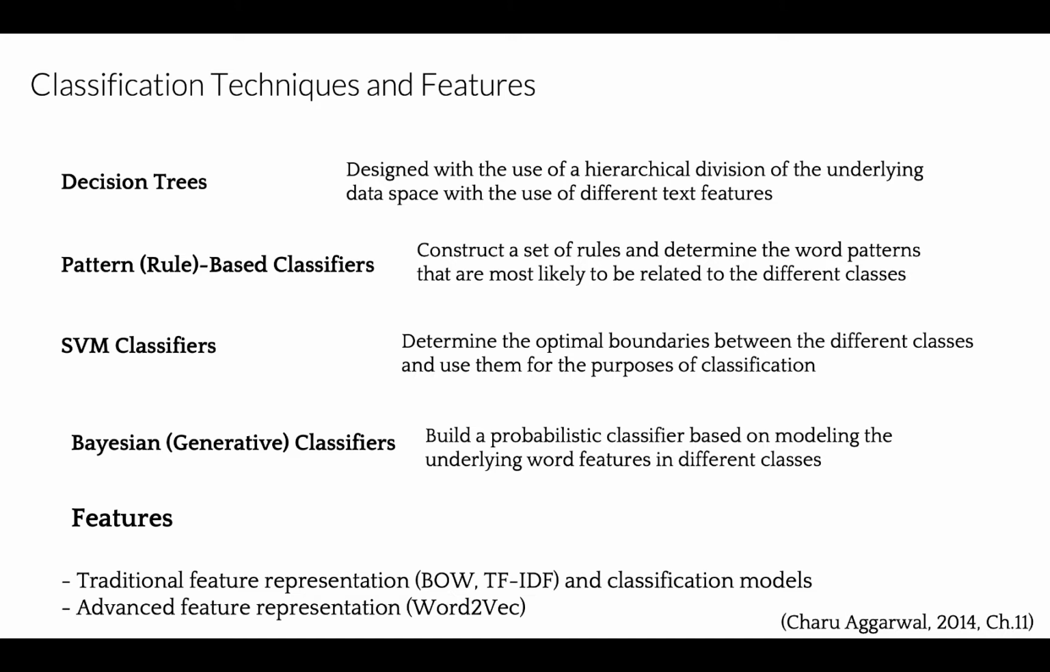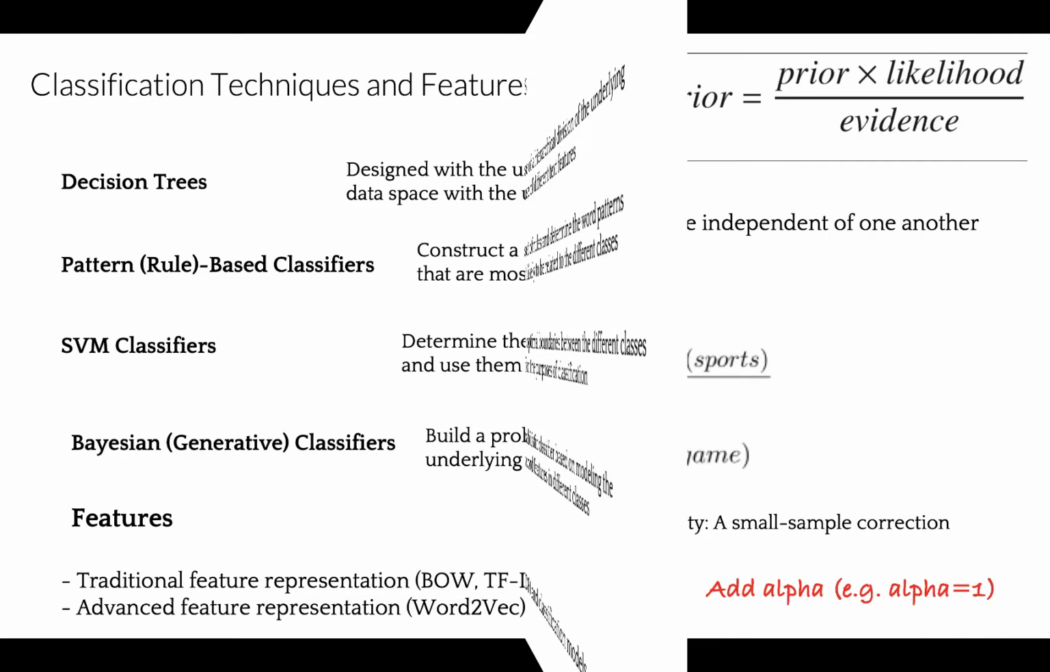In a Bayesian classifier, we attempt to build a probabilistic classifier based on modeling the underlying word features in different classes. And the idea is then to classify text based on the posterior probability of documents belonging to different classes. In terms of features, we covered traditional and advanced feature representations in the last lectures that can be used in text classification tasks.